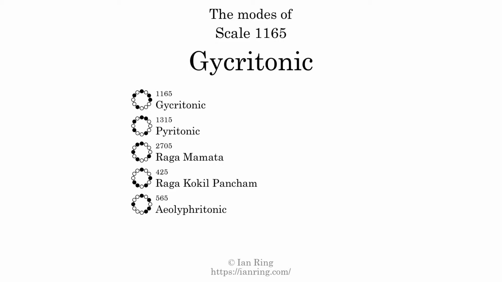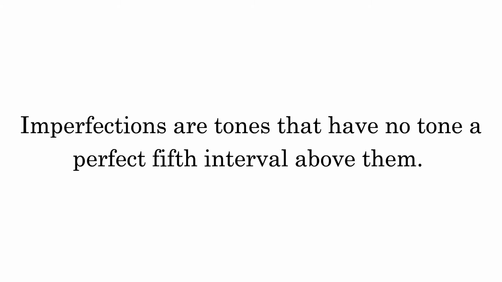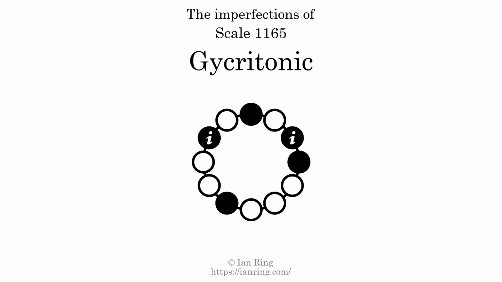The fifth and last mode is scale 565, also known as eolophrotonic. It sounds like this. Imperfections are tones that have no tone a perfect fifth interval above them. This scale has 2 imperfections. They are at positions here and here.